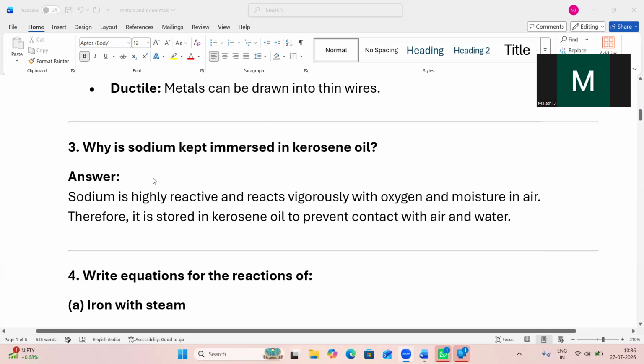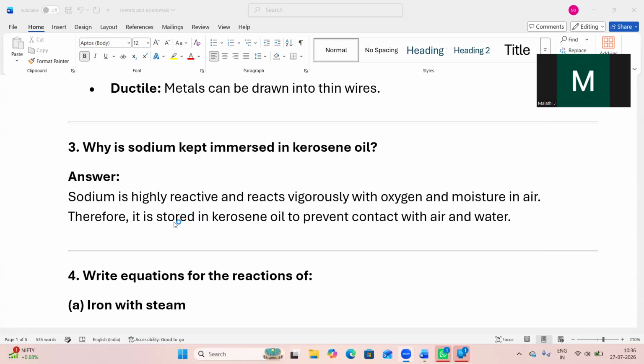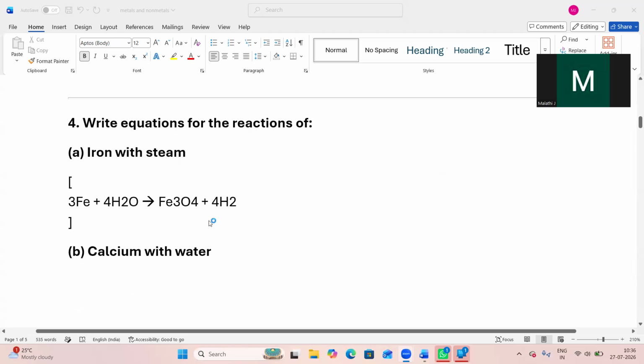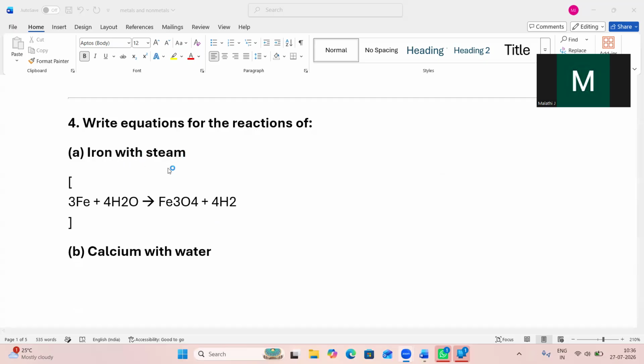Then the next question: why is sodium kept immersed in kerosene oil? While explaining the topics, we already said it is very important. They will ask why we should keep sodium in kerosene. Sodium is highly reactive and reacts vigorously with oxygen and moisture in the air, so it will catch fire. To avoid these accidents, we have to keep it in kerosene to prevent its contact with air and water.